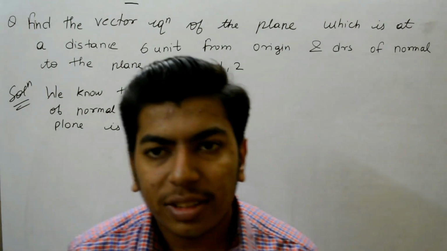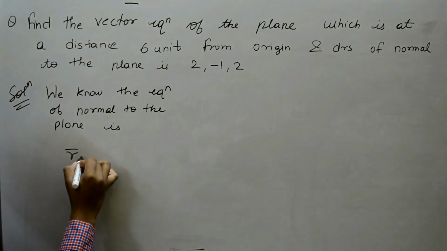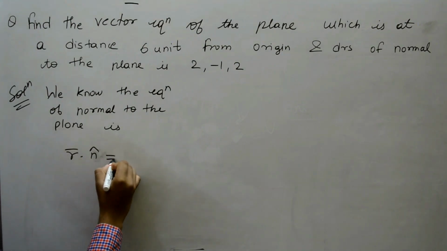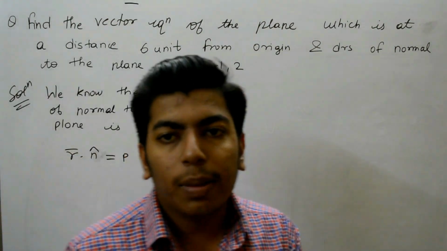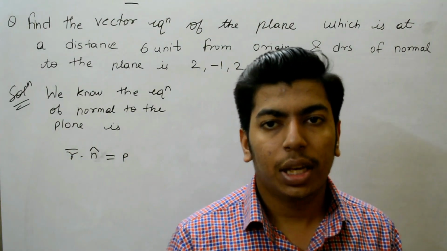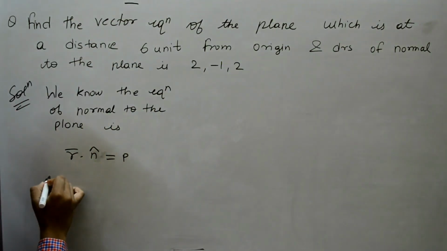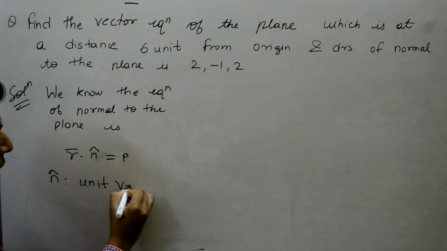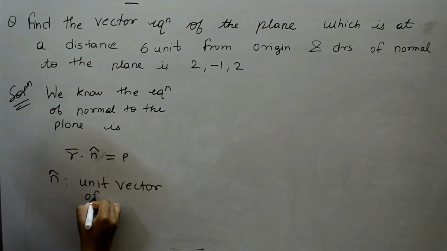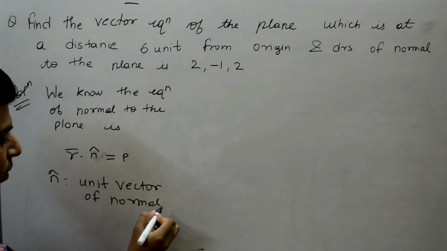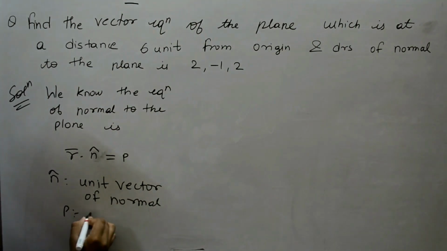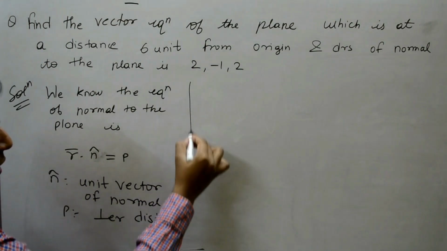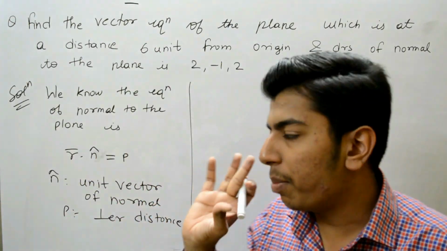Yes, if your answer is like this, r bar into unit vector n is equal to p, then this answer is absolutely correct. Here n cap is the unit vector of the normal and p is the perpendicular distance. This is for 1 mark actually.